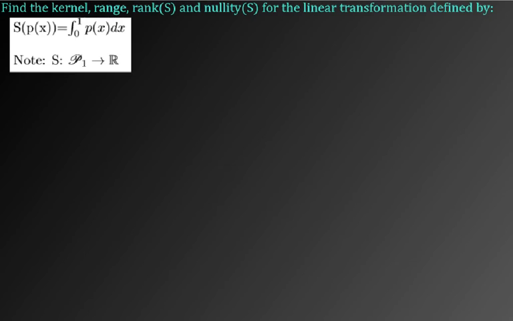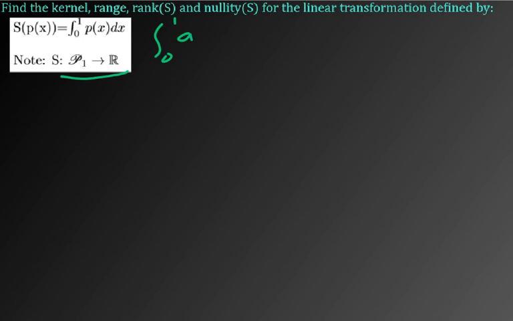So to do this, let's just start by taking an integral. This transformation just sends linear functions to the real numbers, okay, and sends it based on this instruction. So we're really just checking the area above or below the x-axis, between the curve, the linear function, between 0 and 1.